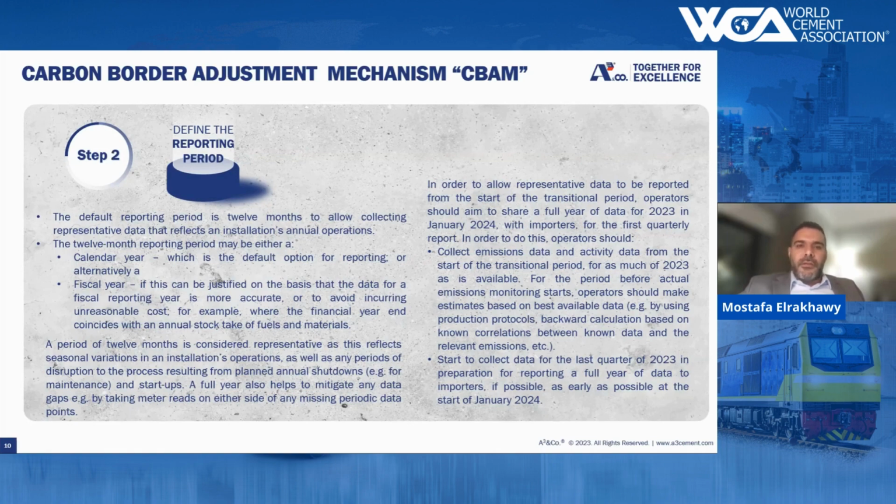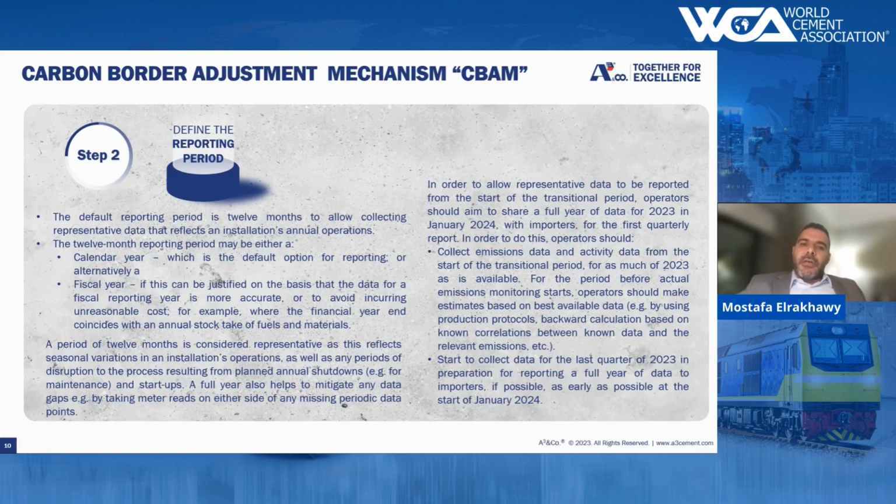In order to start, CBAM starts from the 1st of October 2023, and the report deadline for the importers is to submit by the 31st of January. Cement plants should start to collect all the 2023 data, start reporting their collective emission data, and also specify the amount of goods imported to the EU in each period in their reports.